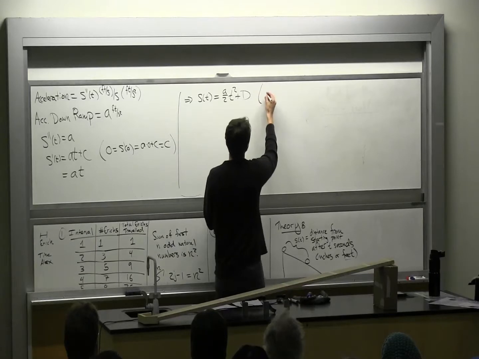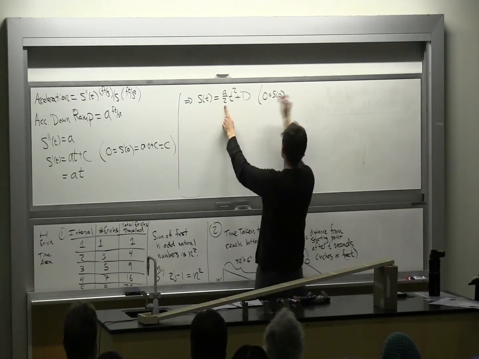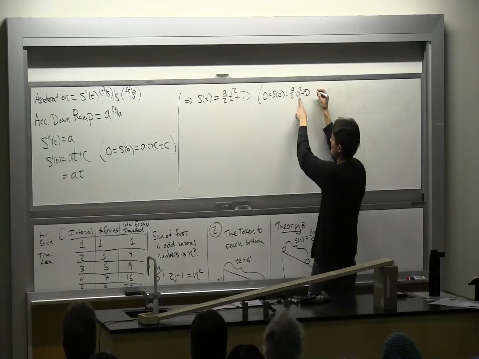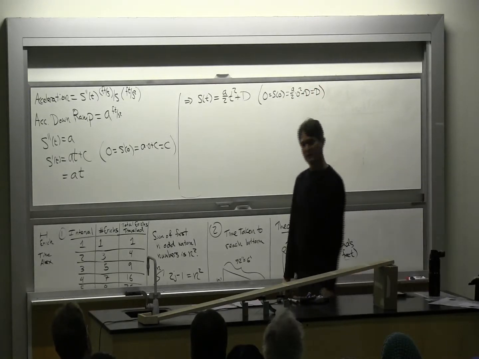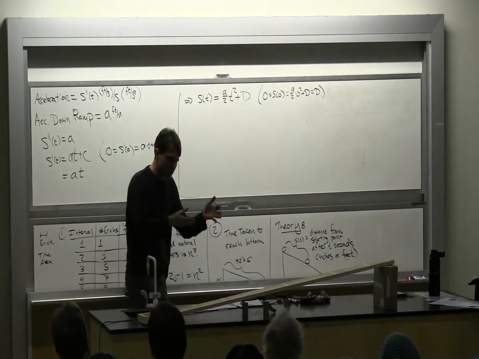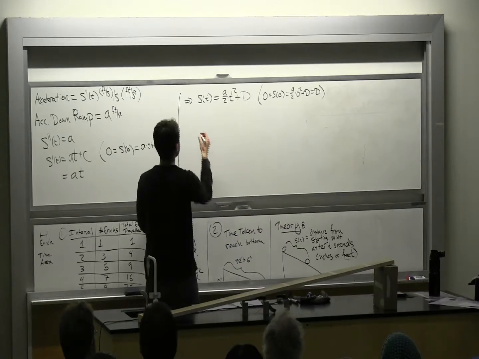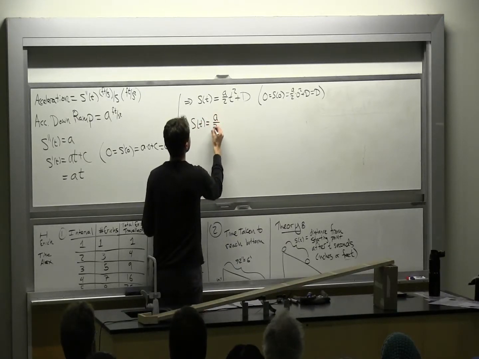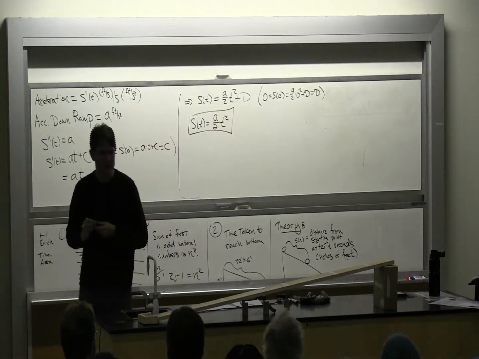equals 0. Well, s is of this form, so that's a over 2 times 0 squared plus d. It doesn't matter what a is, that's 0, so this is d. Therefore, d equals 0. Therefore, the unique function that represents the motion of our object is s of t equals a over 2 t squared.